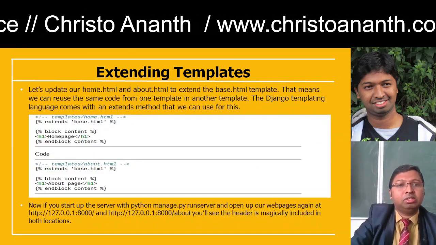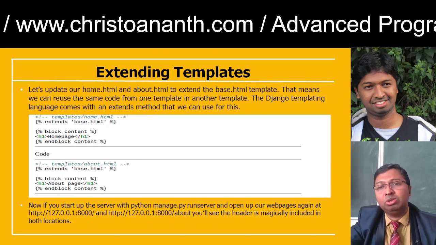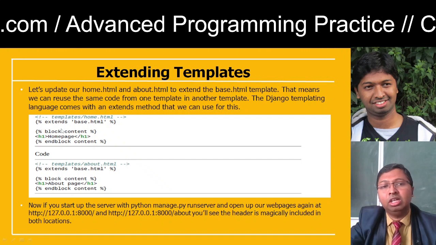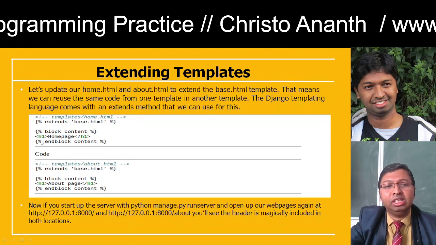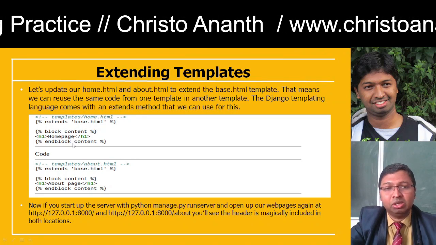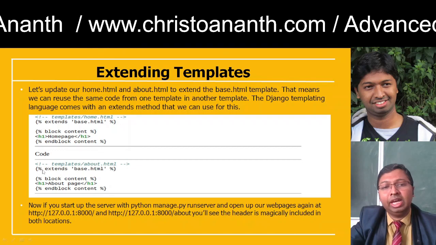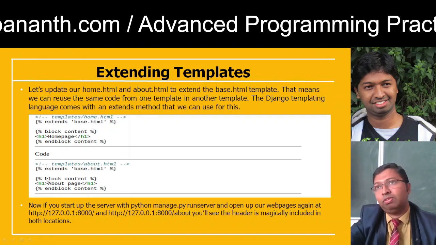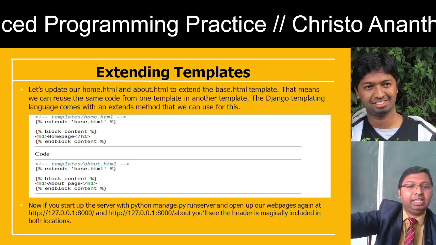Okay, so you can update the home.html as well as about.html to extend the base.html. So templates/home.html, you will have extends base.html. So within the block content you will have h1 home page. Okay, and then you will have endblock content. Okay, so you'll have the code extends base.html. So you'll have this block content, same for the about page as well. So block content h1 tag about page and then endblock content.